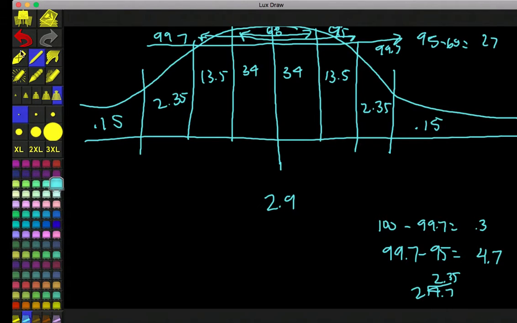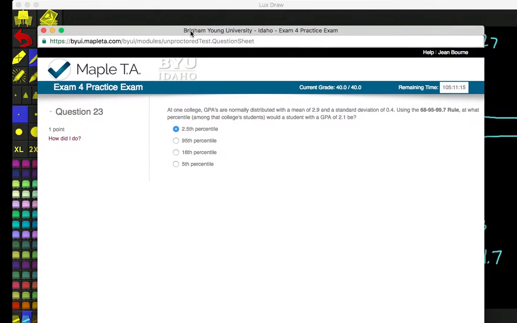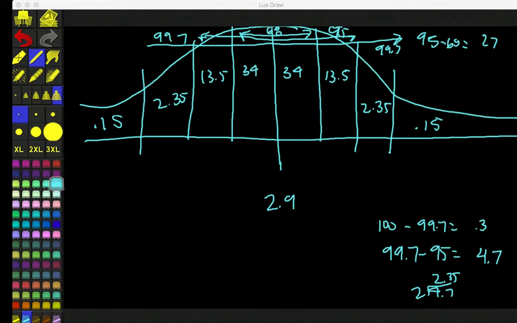All right, so now on my problem, it tells me that 2.9 is my mean and my standard deviation is 0.4, and they want to know about a student with a GPA of 2.1. So let me get that. If my standard deviation is 0.4, then this is going to go to 2.5. I'm going to subtract 0.4 because I'm going negative. And here's my 2.1. That's all the information I need. I could fill out the rest of this, but I don't need it. They want to know for 2.1.